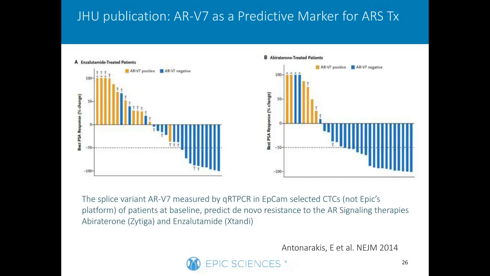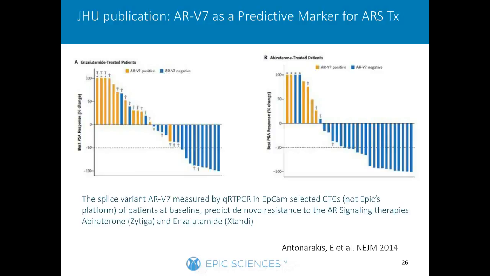And so shown on the left is a waterfall plot, and the way to read these is that when the lines go up, that's the PSA level going up after treatment, and so these patients continue to resist therapy if their PSA goes up. If the line goes down, then you can see that the PSA is decreasing.